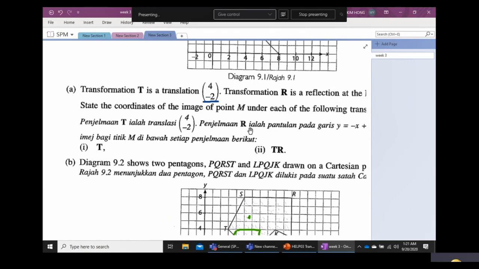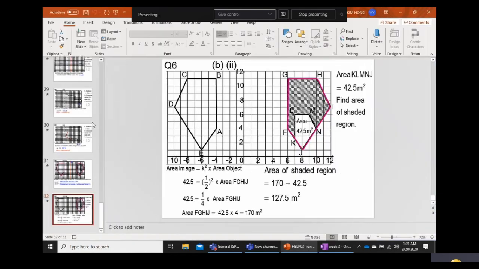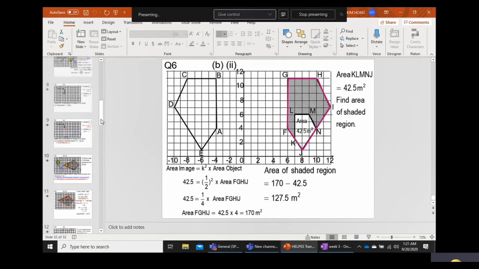And you need to remember, like the translation, reflection, you need the reflection line, remember? Let's go back to this, the first slide.